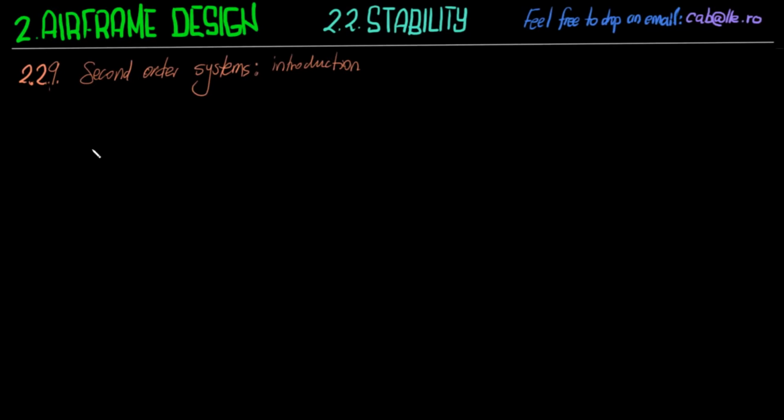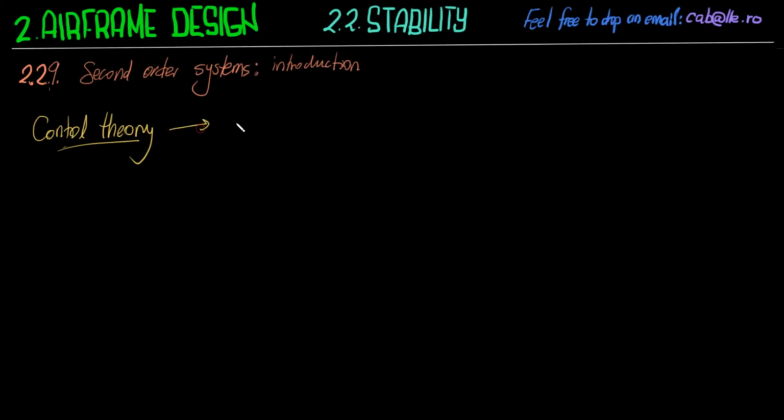So I told you that a rocket will behave like a second order system. For the rest of the stability videos, the analytical study, it's going to be nice if you know about control theory. It isn't mandatory, but it's going to help you a lot to understand the concepts I'm going to discuss.